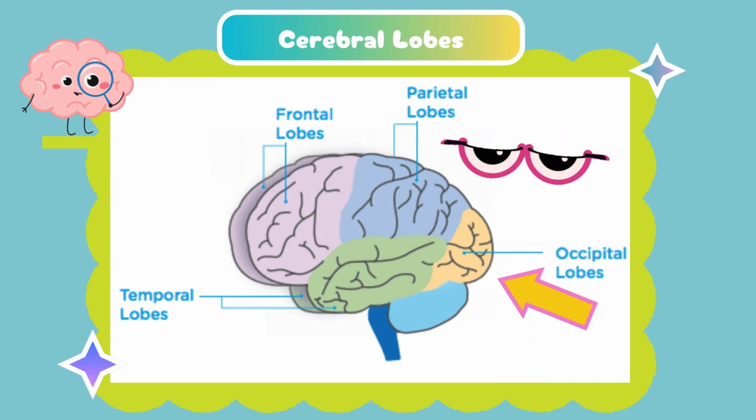Fourth, we have the occipital lobe. This lobe is all about vision and visual processing. Everything you see is interpreted here.